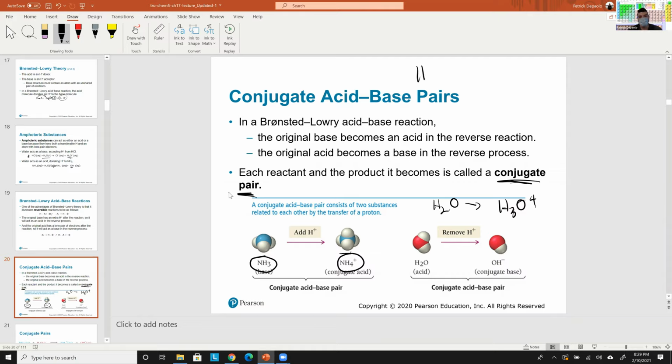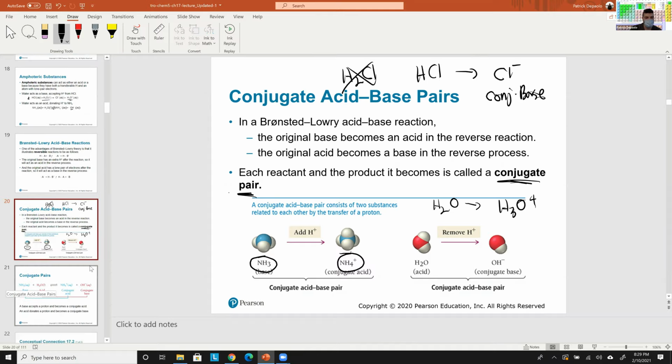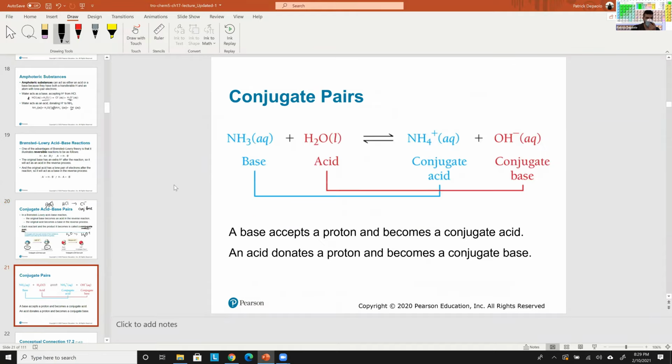But for something like HCl, we know HCl's conjugate base is just Cl minus. I'll write here, conjugate base. HCl does not have a conjugate acid because it can't get more acidic. It's a very strong acid. H2Cl is not a thing. So that's one representation of it. All right, so are there any questions on the pairs, on basically what they mean? And we can do more examples in a reaction like this.